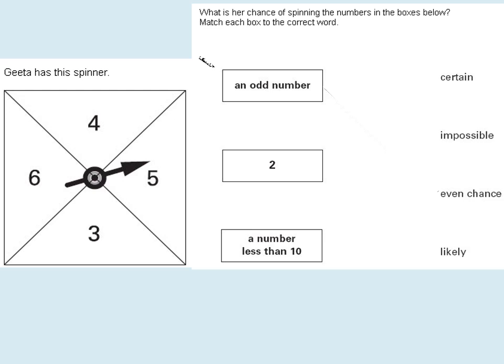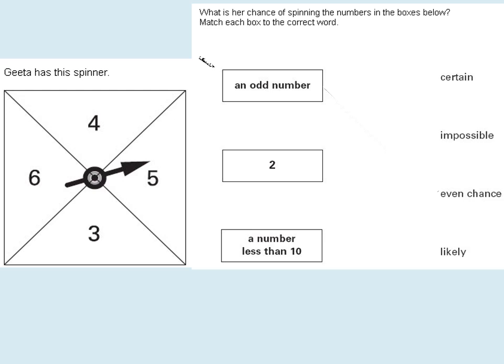Let's do this example together. Gita has this spinner. What is her chance of spinning the numbers in the boxes below? Match each box to the correct word. The first box we have is an odd number. Look at the spinner. How many odd numbers do we have? Yes, excellent. We have two odd numbers, 3 and 5.